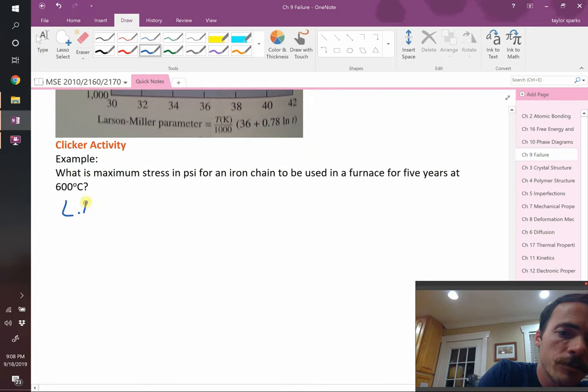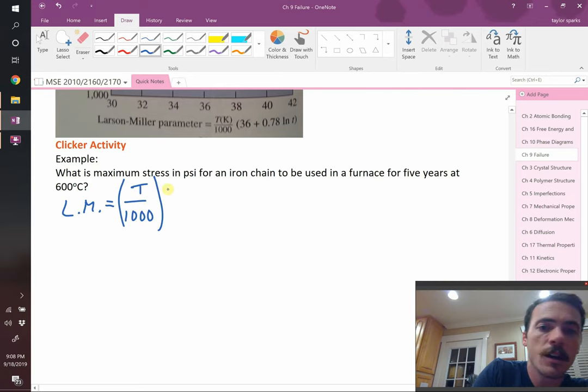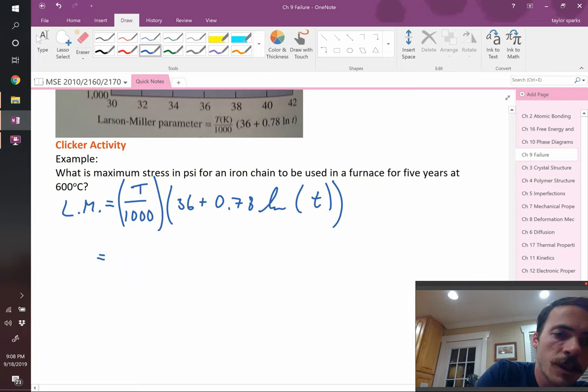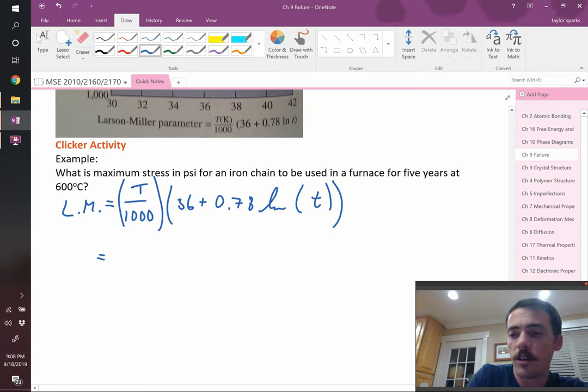Well, we can get our Larson Miller parameter. LM, the Larson Miller parameter, is equal to the temperature divided by 1,000. We need to put that into Kelvin, not Celsius. That's going to be multiplied by 36 plus 0.78 multiplied by the natural log of T, which needs to be in hours. So let's go ahead and start plugging this in. 600 degrees Celsius in Kelvin, that's 873 Kelvin.